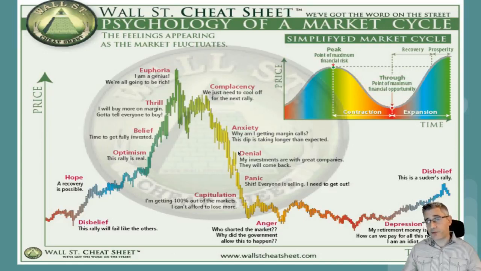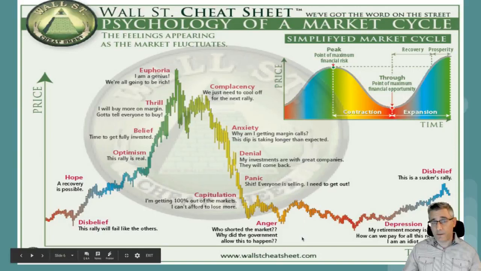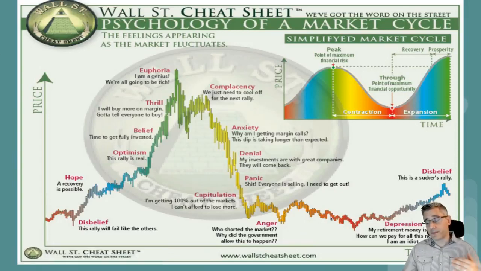People get 100% out of the markets, they can't afford to lose any more money, and they sell everything. Then after a while that leads to anger and finger pointing. Everyone wants to blame someone else for the decisions that they made. Blame the media, blame their friends, blame the government, everyone but themselves. Then after a while, it leads to depression.